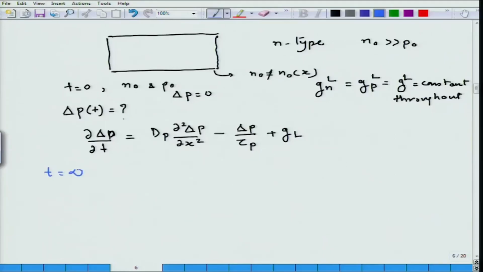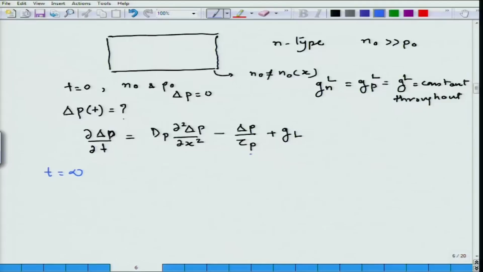So, first case is at t equal to infinity. As I am shining light on the material, it is generating more and more carriers, delta p and delta n are increasing with time, and when you generate excess carriers, what will happen? Because of the recombination, because of this term, they will be recombining. So, eventually a time will come when the generation rate will be equal to the recombination rate, and at that point you are going to have a steady state carrier concentration in the material.